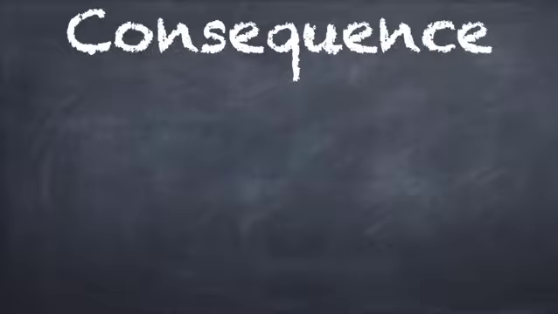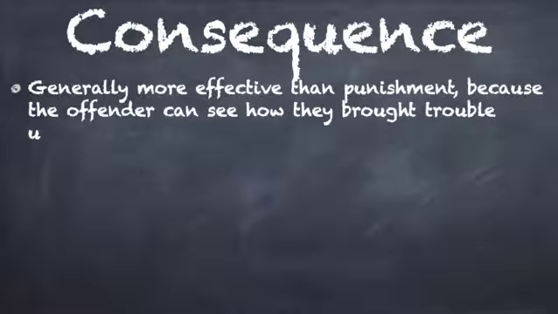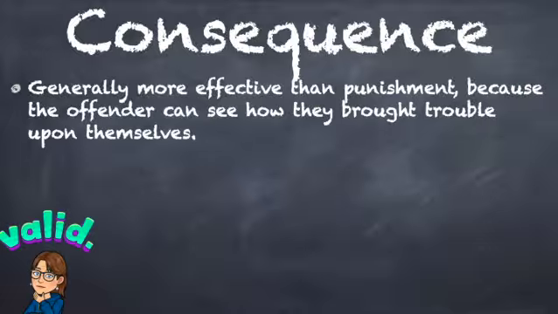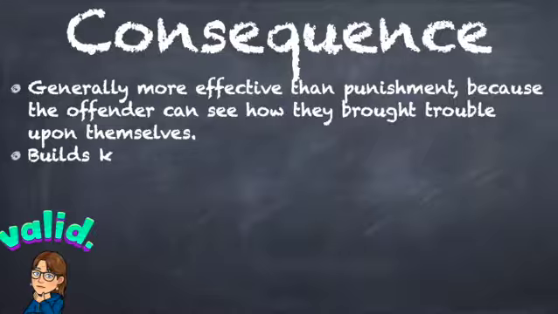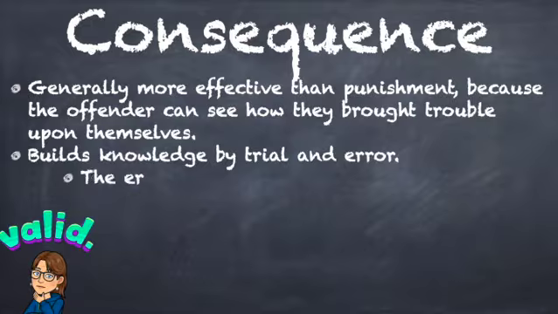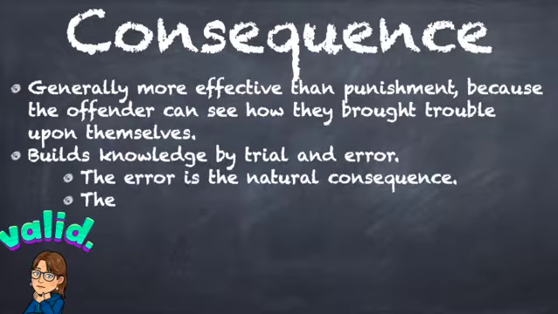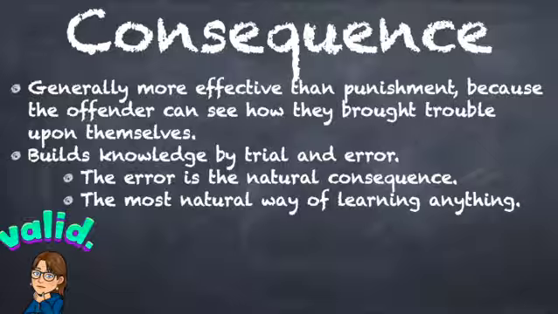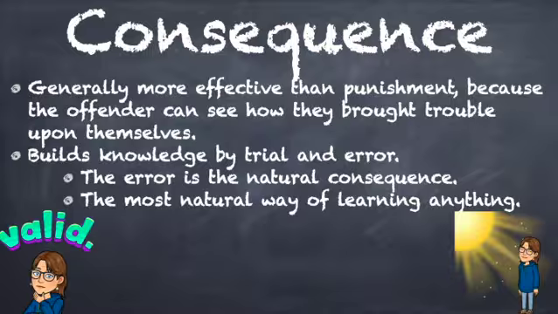In general, a natural consequence is more effective than a punishment because the offender can see how their own behavior caused it. So my behavior brought trouble on me because I tried to do too many things at once, answering my cell phone while holding my coffee in the same hand and dumping it all over myself. That was a natural consequence. Natural consequences build knowledge and change behavior by trial and error. And that error is really the natural consequence, or what happens because of the error. It is the most natural way of learning anything, whether it is learning how to walk as a baby or learning how to drive a standard. I had to learn by trial and error.